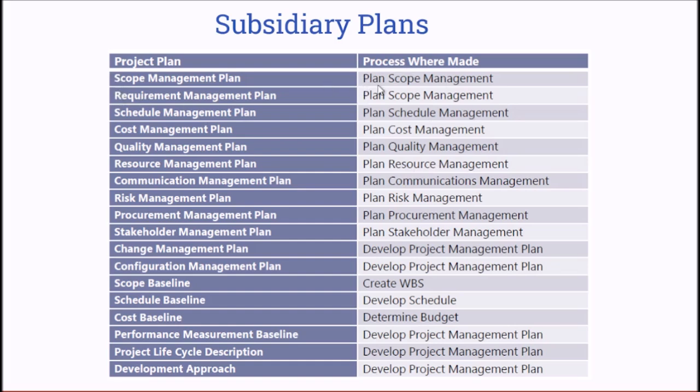So, for example, one of the key plans or key deliverables when you complete planning the scope management is the scope management plan and the requirements management plan. These two project plans fall under planning scope management. The same goes for the schedule management plan, cost, quality, risk, procurement, and stakeholders. So these are the key project plans that you need to expect utilizing to have an effective project management plan.